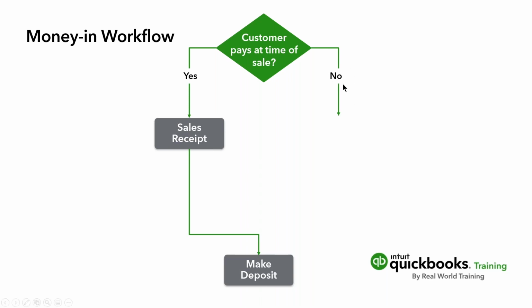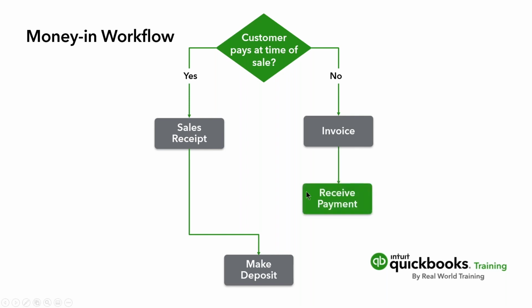If your customer is not paying at the time of the sale, then you're going to use the invoice workflow. And this is 3 steps. You enter an invoice, you receive or record the customer's payment, and then you deposit the customer's payment. That's it. So these are your 2 workflows. Again, think about the sale outside of QuickBooks, and that'll help you determine which workflow you should use in QuickBooks. I'm going to demonstrate both of these today.